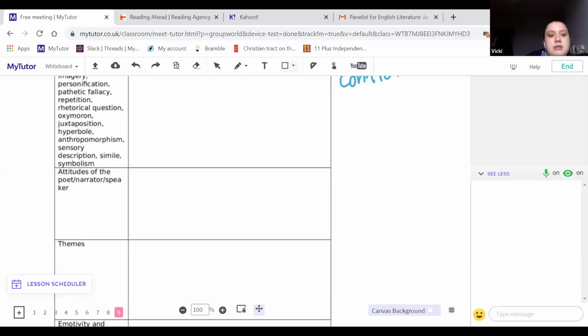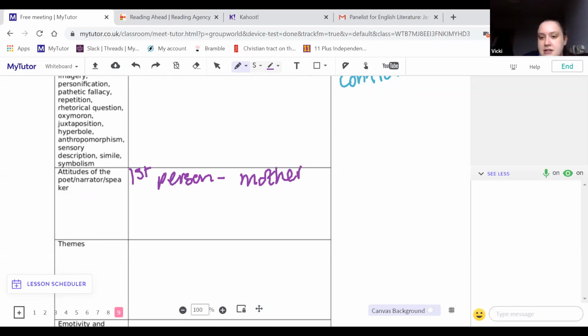So attitudes of the poet, the narrator, the speaker. So we've got a first person narrator here, who is a mother. Adam's sending me loads of fantastic stuff today. Right, she feels as if he will come to her through the use of hoping to hear your playground voice. Yeah, it's almost a sense of trying to cling on to hearing things which you can't quite hear.